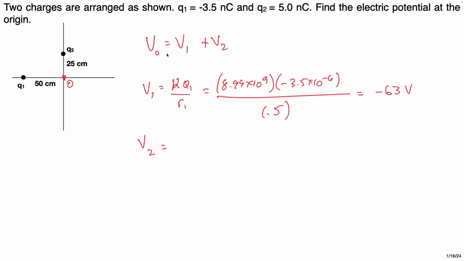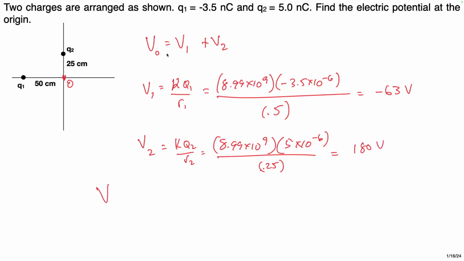And then I do the same thing for charge number 2. Q2 over the distance to 2, 8.99 times 10 to the 9. The charge here is 5 times 10 to the minus 6, and my distance is 0.25 meters. My biggest problem is that I always want to square what goes in the denominator. So when you're trying to troubleshoot and you don't know why your calculator is giving you the red box of doom, go back and check your denominators. Make sure you didn't square things where you didn't intend to. Squared for electric fields, not squared for electric potentials. And this turns out to be 180 volts. And so the voltage at the origin is going to be the combination of those two voltages, which is 117 volts.